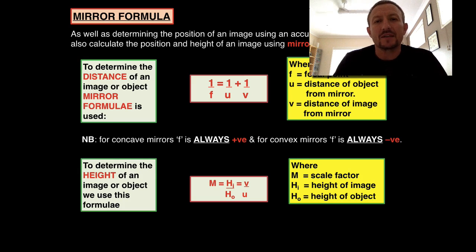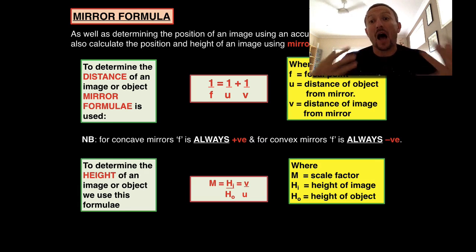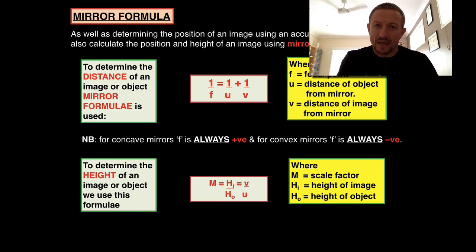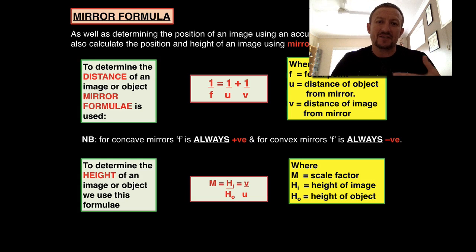So m is what we call a scale factor. It's a ratio between the heights of the object and image, or a ratio of the distance of the object and the image. So obviously if the distance is halved, then the height will be halved. If the image distance is double the object distance, then the height is going to be double the object height. As a result, m is only a scale factor and hence has no units.